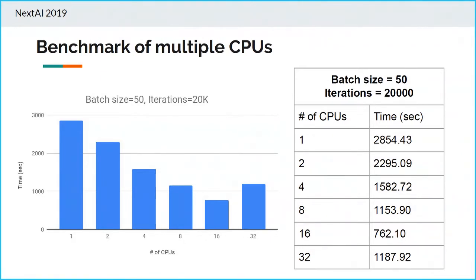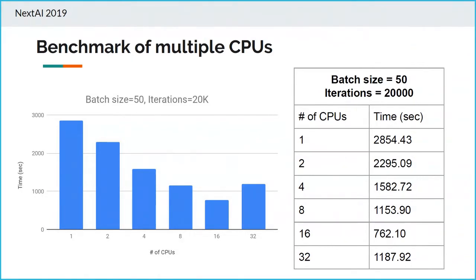So for this small neural network, the computation load on each CPU is not very large. So the overhead versus the computing needs, the overhead is higher.